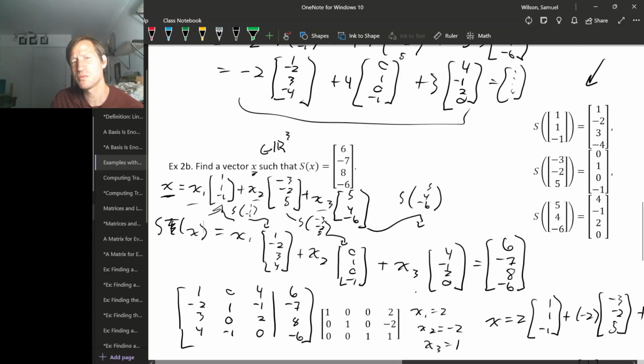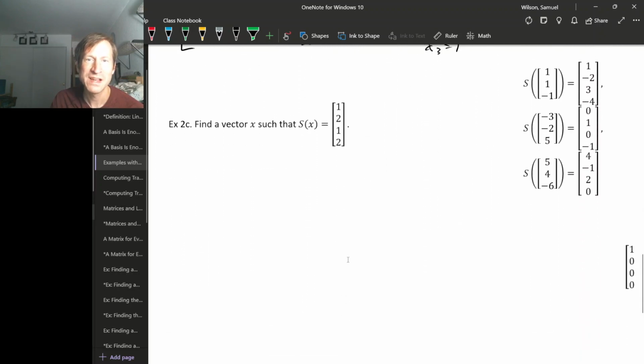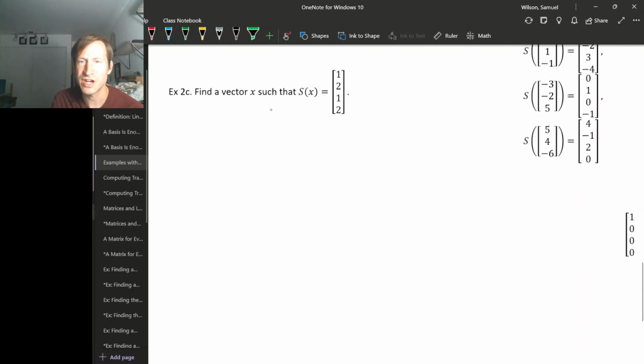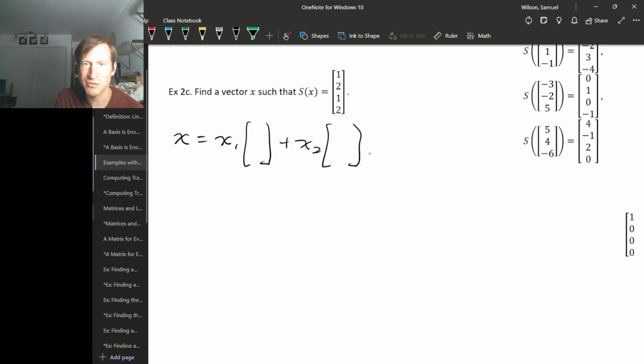Because this linear transformation goes from R3 to R4, there's actually another possibility that we should think about, so let's look at one more example. Let's find a vector x such that S of x is 1, 2, 1, 2. So again, we're going to play the same game. X is going to be some linear combination of the basis vectors in R3. And our goal is to find what linear combination it should be.